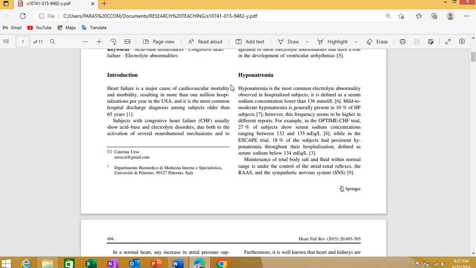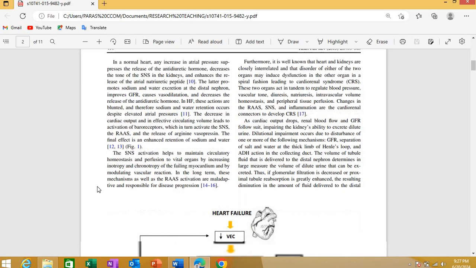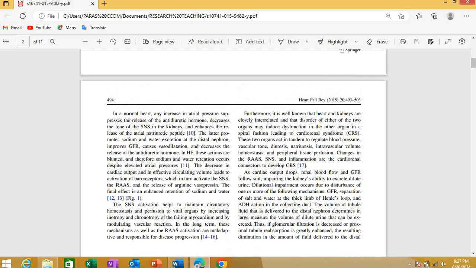Just like this in hyponatremia, what they did was give the definition of hyponatremia, then the levels of hyponatremia, they talked about certain trials, then the RAS system, nervous system, and certain drugs, just summarizing it. They are then talking about the normal heart, the pathophysiology, the sympathetic nervous system, kidneys, GFR, vasodilation, and then how the RAS system works. So they are discussing pathophysiology, then how the heart and kidneys are integrated with respect to hyponatremia.